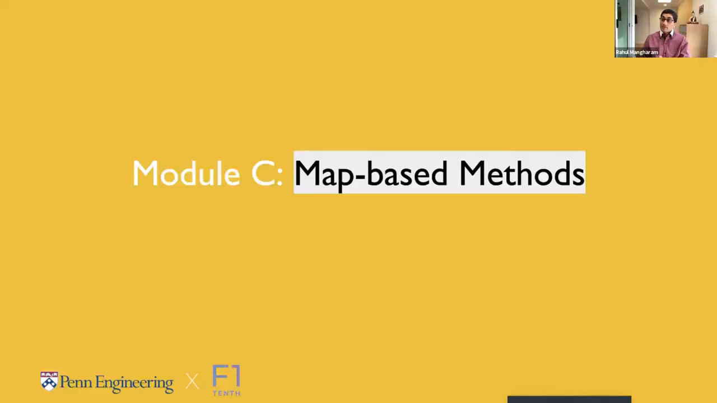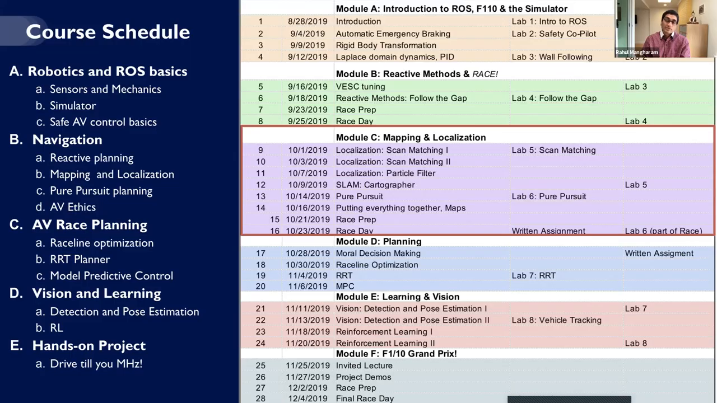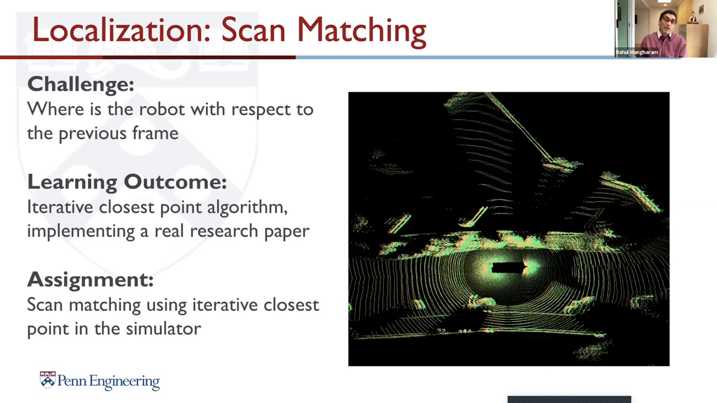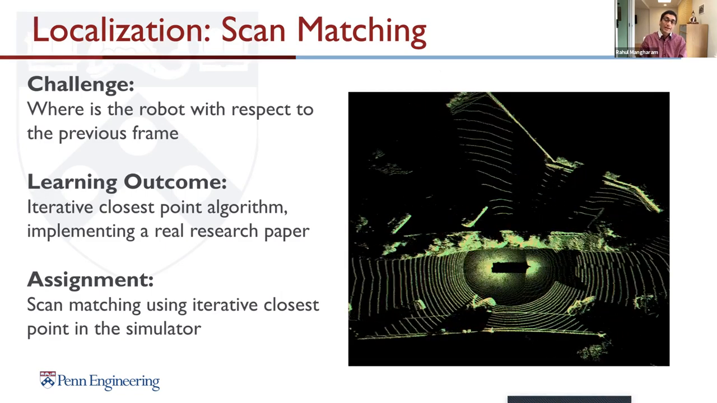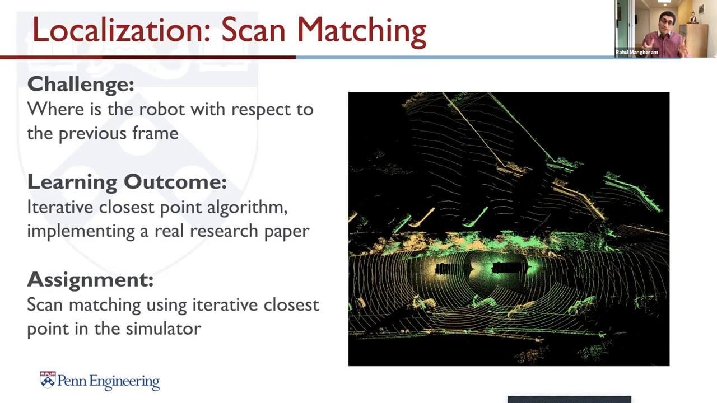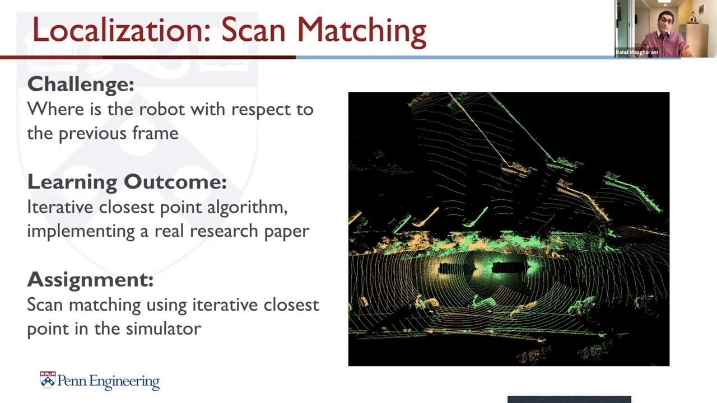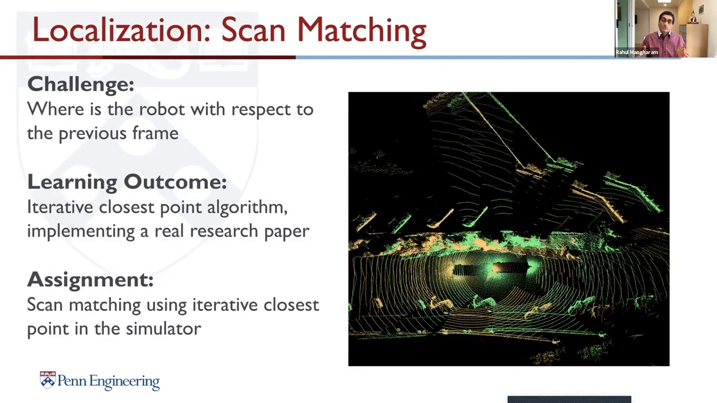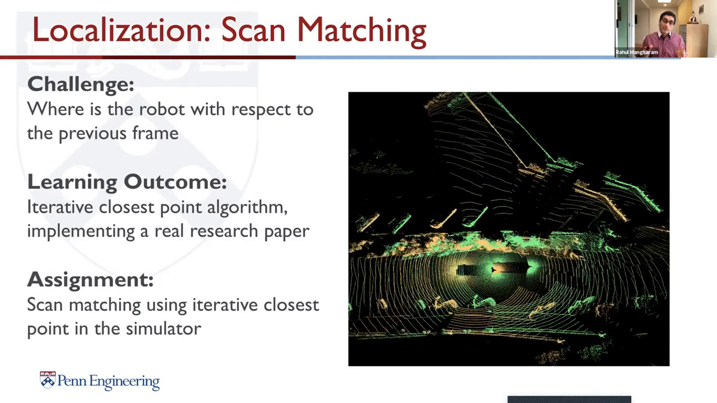So then obviously we want to get to more sophisticated planning and control algorithms that are map based, because that's how modern autonomous vehicles work. But in order to understand how these maps work, we need to understand the core algorithms that live under the hood. For example, a scan matching algorithm: I take a snapshot at this position and then I take a snapshot at the next position. So how do I know where this robot is with respect to the previous frame?